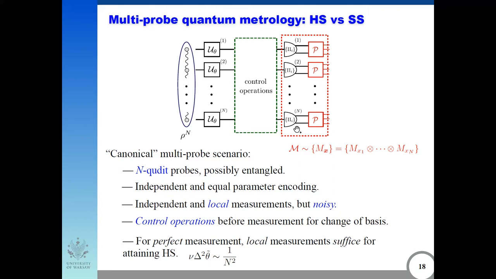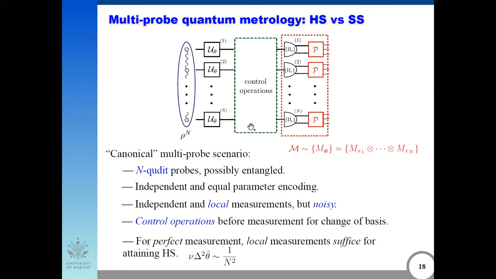The reason we consider this kind of scenario, instead of having a big P contaminating everything, and we really have this local structure, is that we know that if there's no such noise, this is exactly what is required. I mean, this is sufficient to get the Heisenberg scaling. We just need to consider local measurements. So here we ask, how about if I now have noises everywhere attached to these local measurements? So this is the setup we are looking at. And not to forget, in between the encoding and the measurements, we still have the control operations.